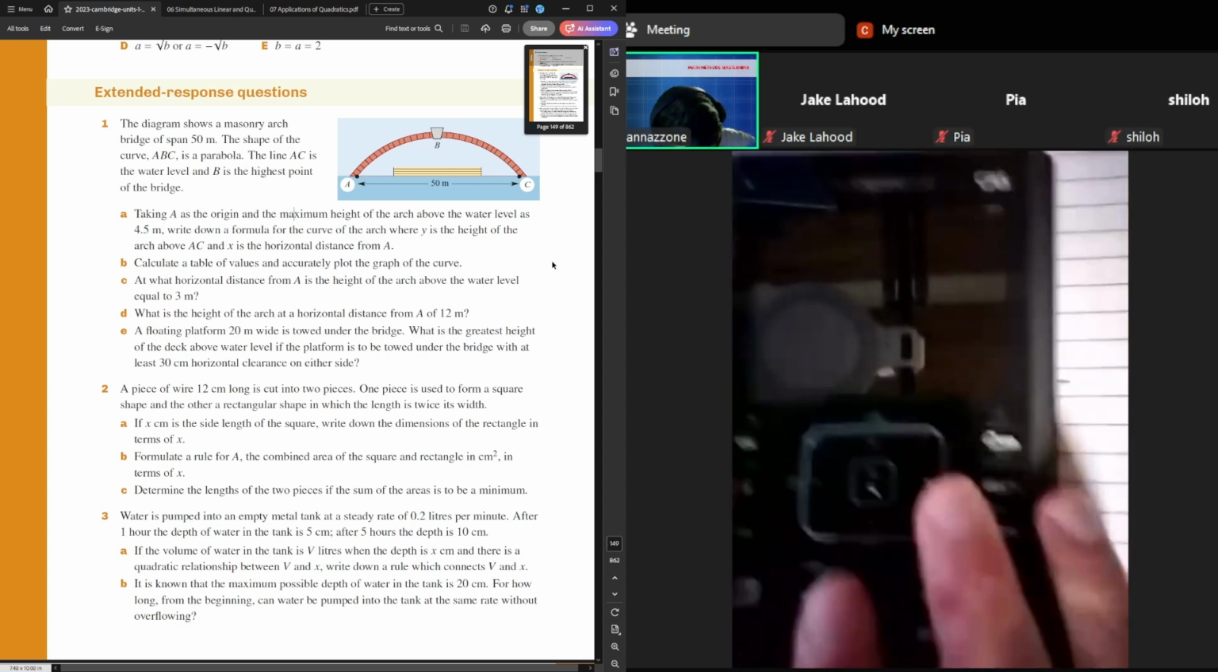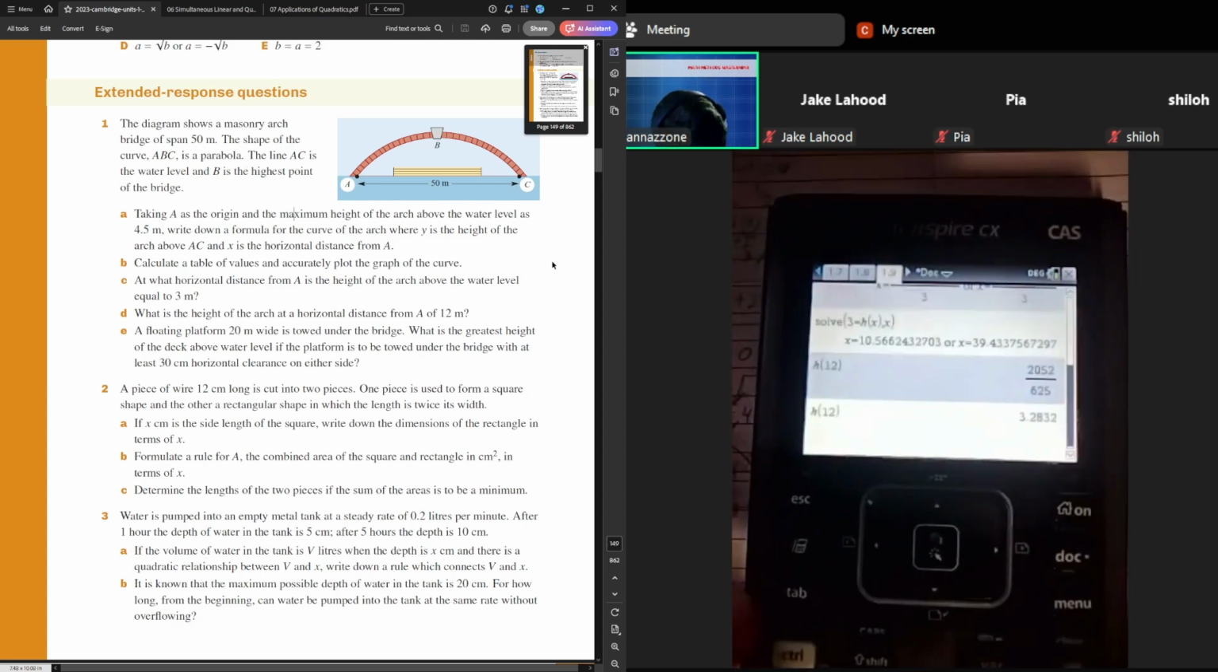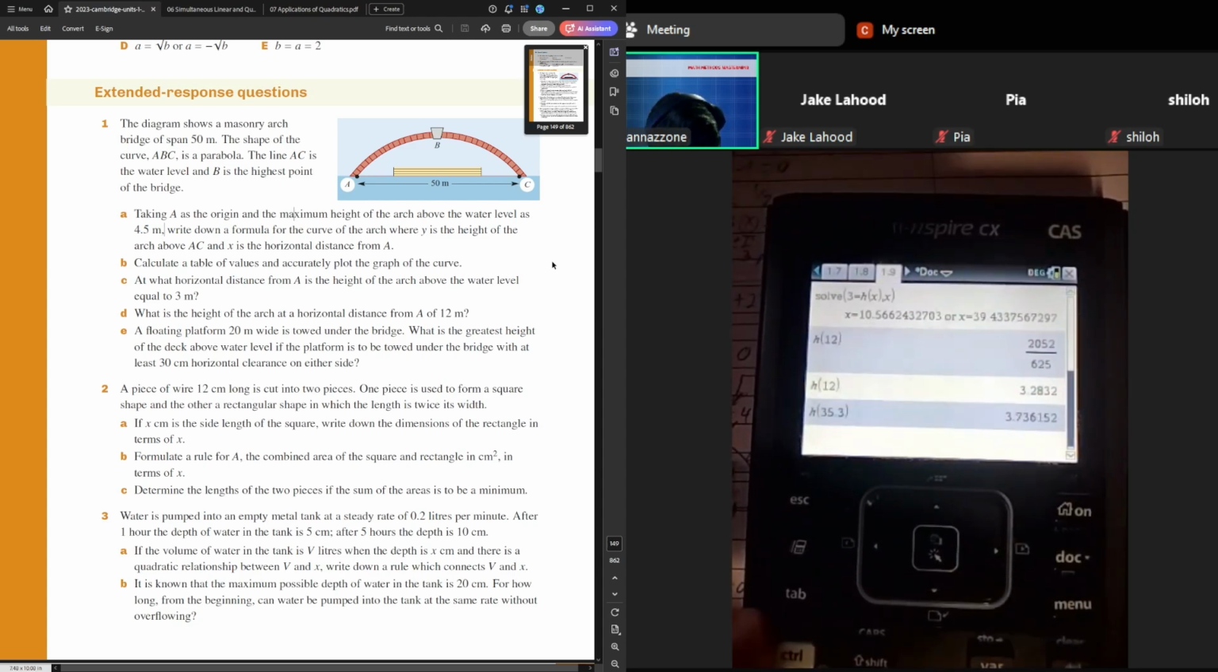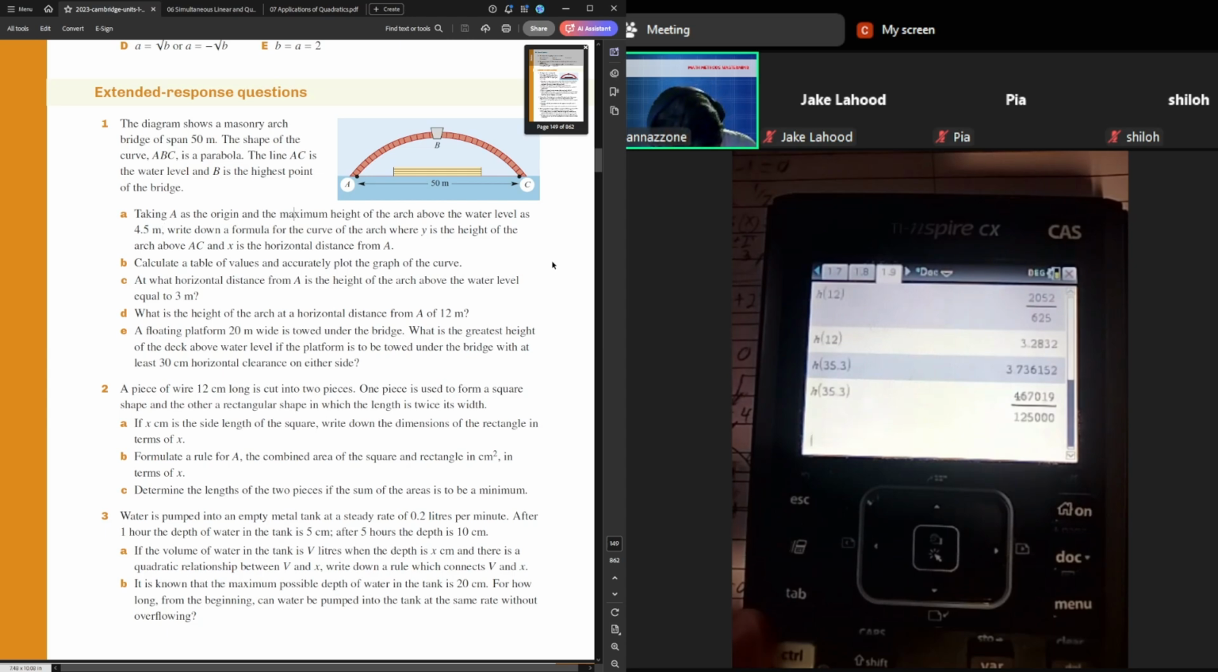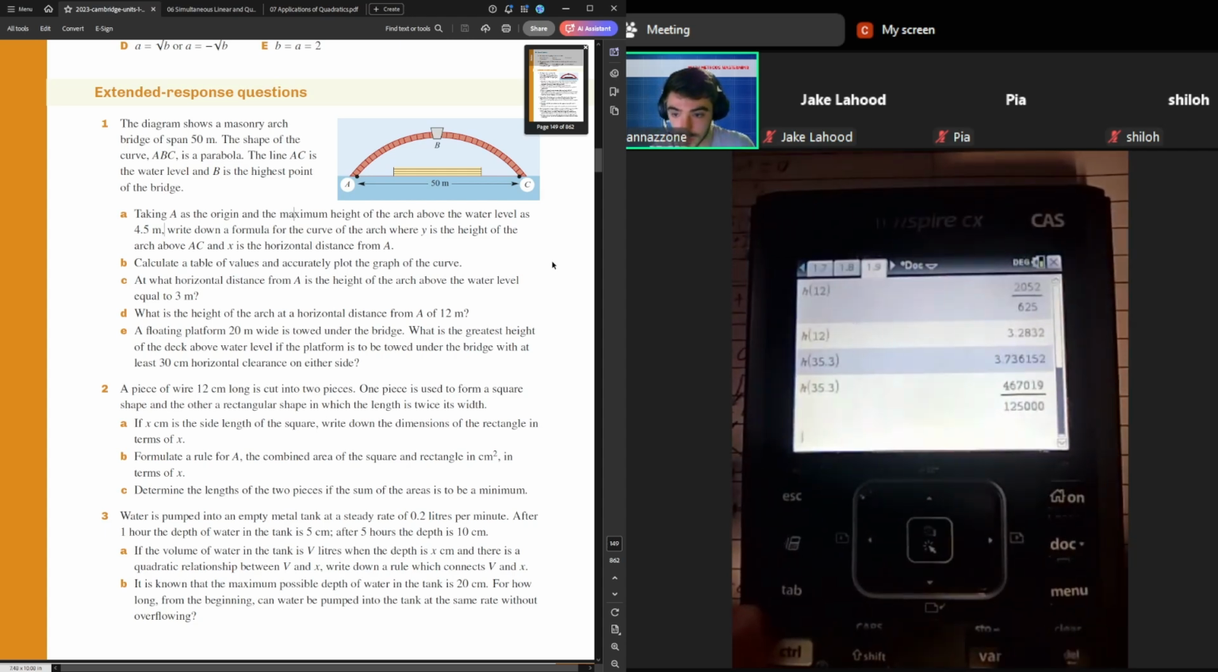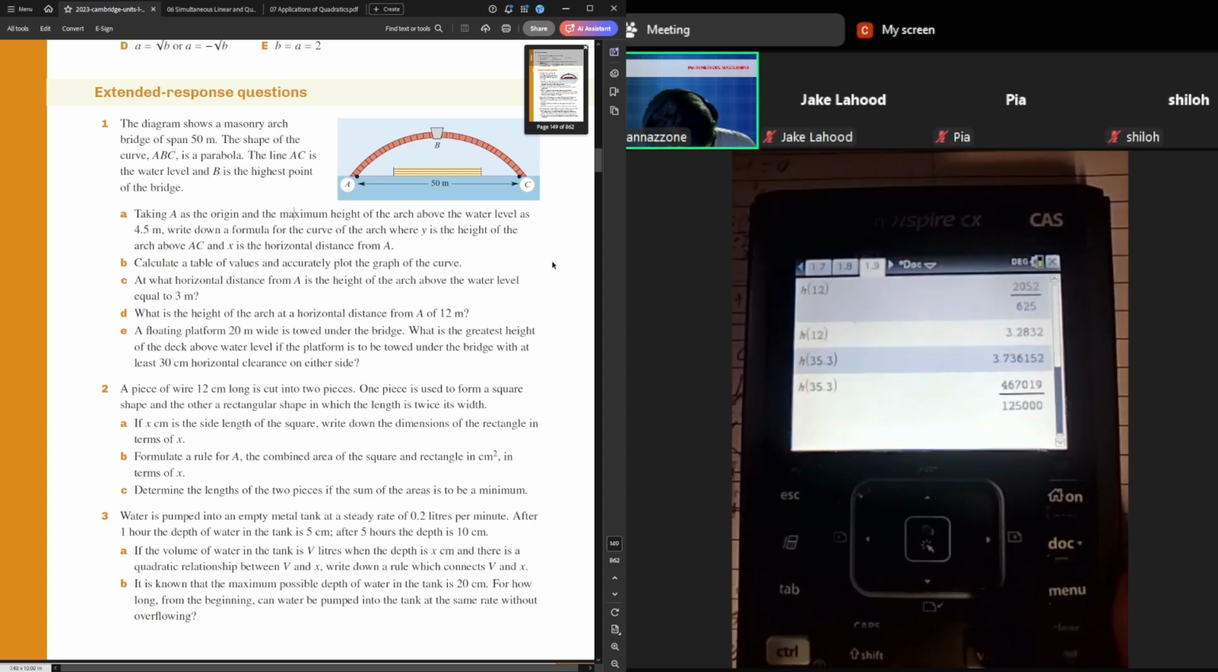So 35.3, whatever the y value is at that spot, should be our target. 3.736 for a y value, which makes enough sense because our absolute maximum is 4.5, so already we're a bit below that, which is good. We don't want to have exceeded it. And yeah, that's the gist of it really.